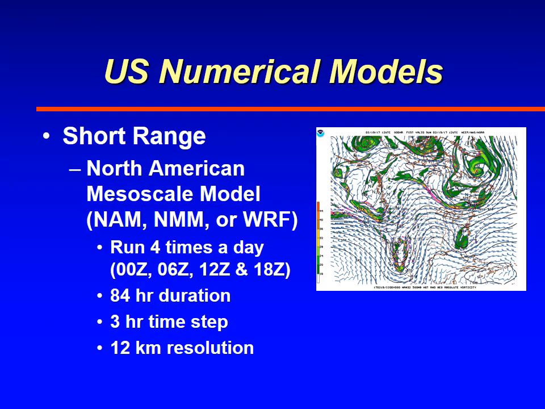The NAM is one of our most used computer models or simulations. It's a short-range model, meaning that it goes out to about 84 hours. It's run 4 times a day. It's run at 0, 6, 12, and 18 Zulu. It takes 3-hour time steps. The resolution actually is pretty good. It's got a 12-kilometer resolution. The NAM is one of our workhorses, meaning that it is used quite frequently for forecasting, especially out to 2 or 3 days.